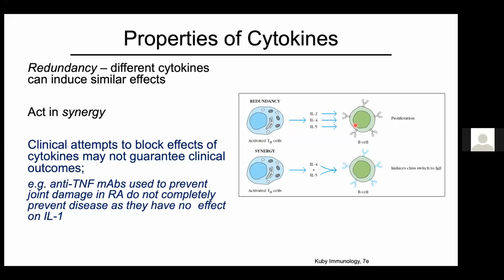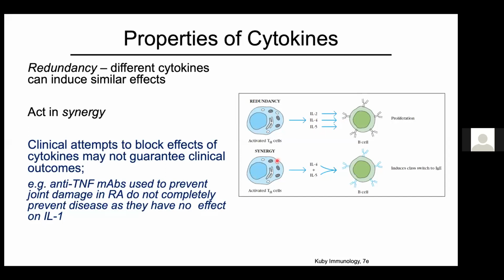So maybe it's a clinical scenario where you wanted to block this proliferation of B cells. If you use an antibody that blocks interleukin-2 or its receptor, this B cell can still be activated by interleukin-4 or interleukin-5. So unless you block all of them, blocking just one would basically be redundant. You would still have the same effect caused by another cytokine, okay?